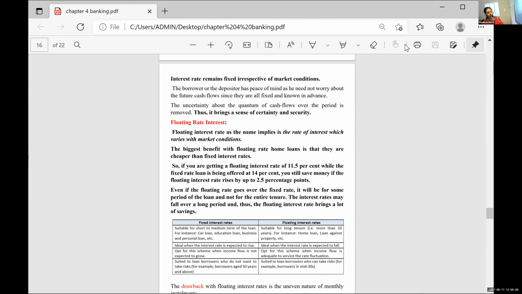And what is the present home loan interest rate? Then you will understand. The interest rate has come down. That means it fluctuated, it changed. That is called floating rate of interest. Interest rate keeps changing.